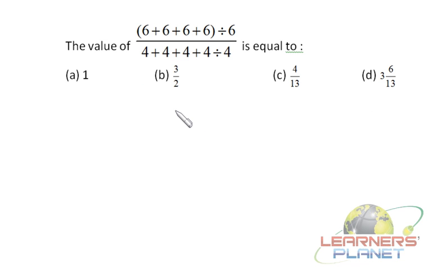Now let's see this problem. It is 6 4 times, that is 24, divided by 6, we get 4. Now in the numerator, according to BODMAS, we have to first solve this. So 4 divided by 4 will be 1. Now this is 4 plus 4 plus 4, that is 12, plus 1 is 13. So 4 by 13 is the correct choice.